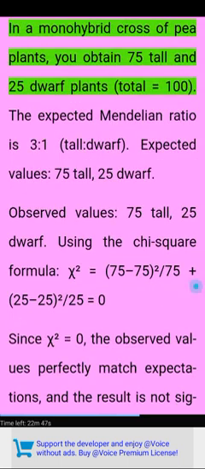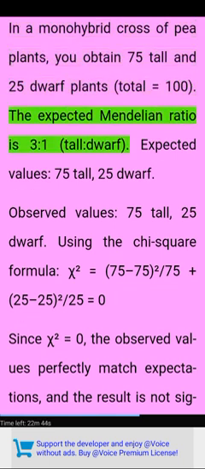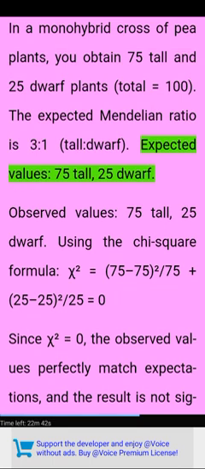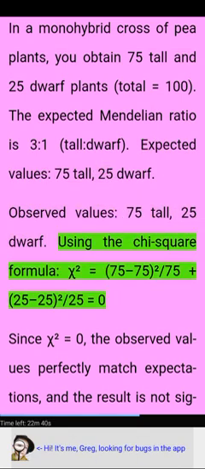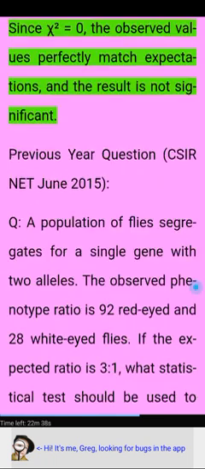Biological example. In a monohybrid cross of pea plants, you obtain 75 tall and 25 dwarf plants, total equals 100. The expected Mendelian ratio is 3:1, tall to dwarf. Expected values, 75 tall, 25 dwarf. Observed values, 75 tall, 25 dwarf. Using the chi-square formula, chi-squared equals (75-75)²/75 plus (25-25)²/25 equals 0. Since chi-squared equals 0, the observed values perfectly match expectations, and the result is not significant.